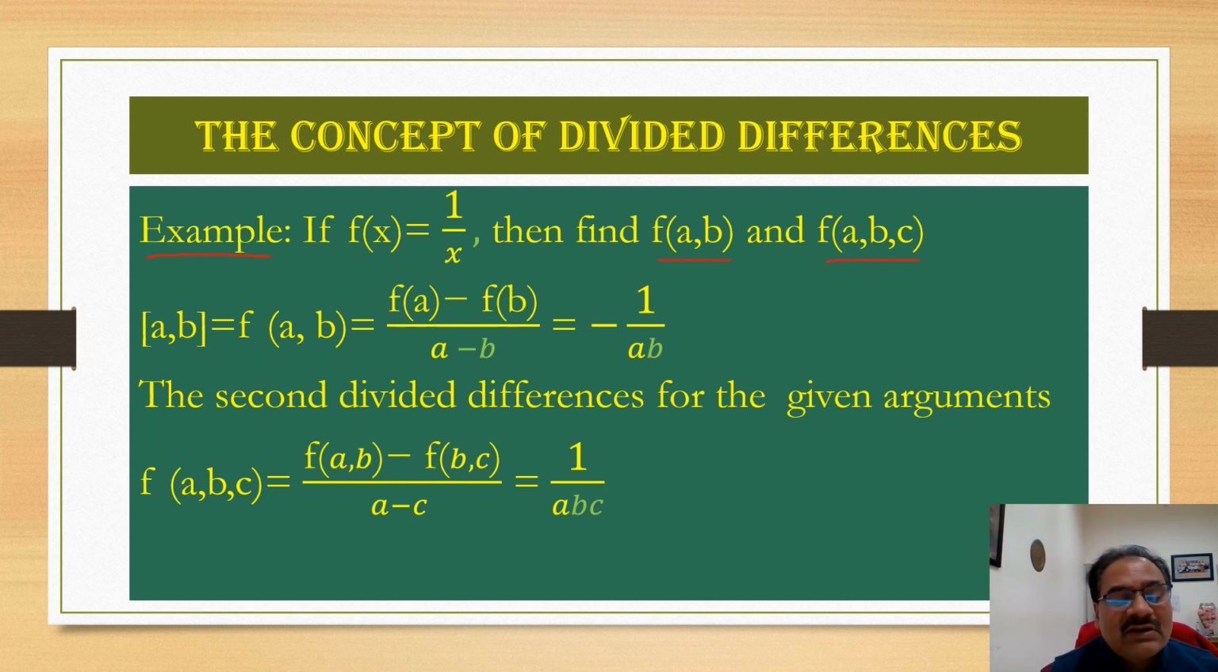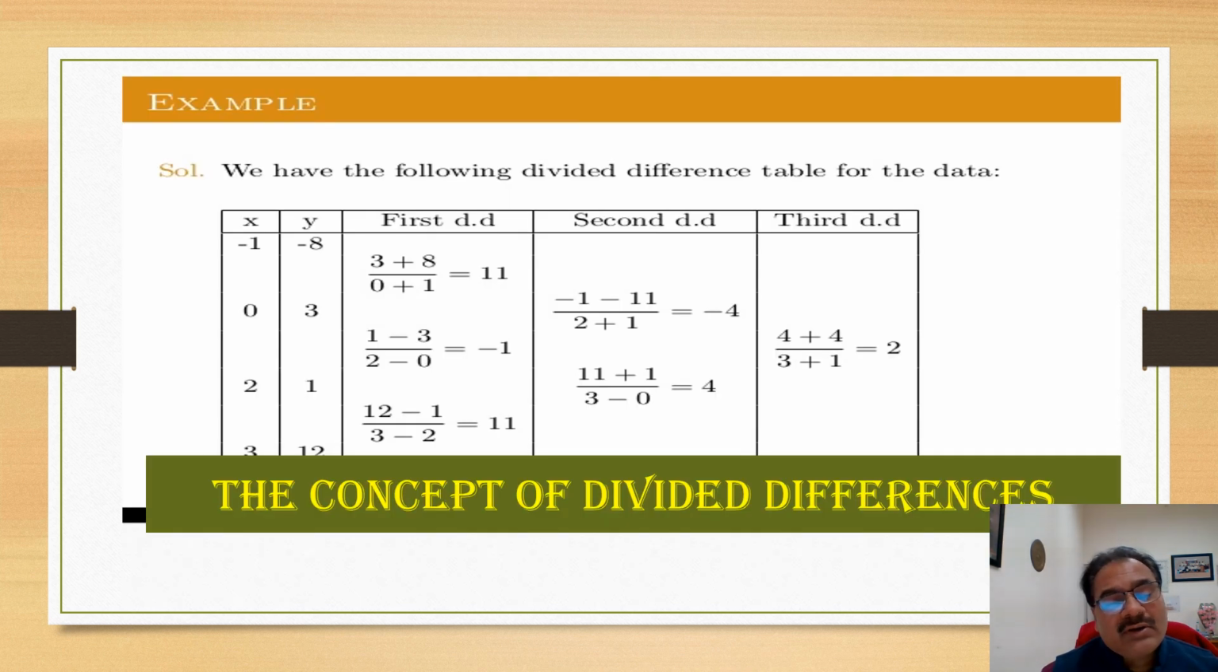This function is true for every value. f(a) is 1 by a. Put in 1 by a minus 1 by b divided by a minus b. On simplification, you will get minus 1 by ab. The second divided difference for the given arguments is defined like this: f(a, b, c) is equal to f(a, b) minus f(b, c) divided by a minus c, and on simplification you will get 1 by abc. One more important thing is how to prepare the divided difference table.